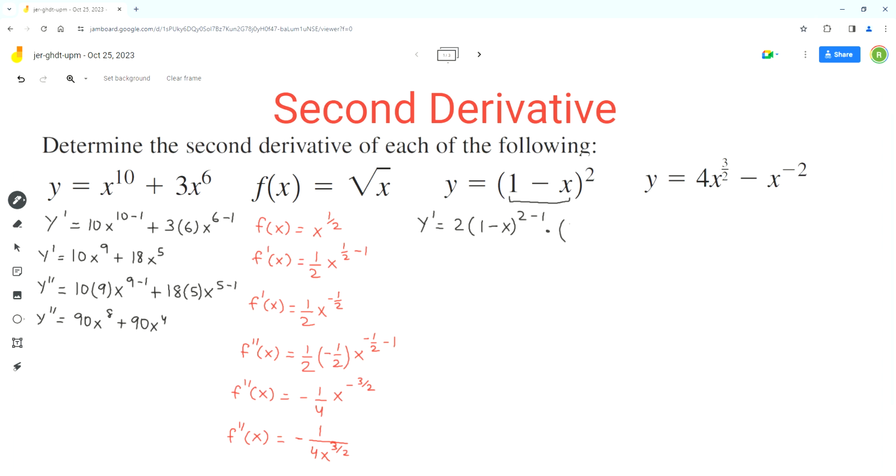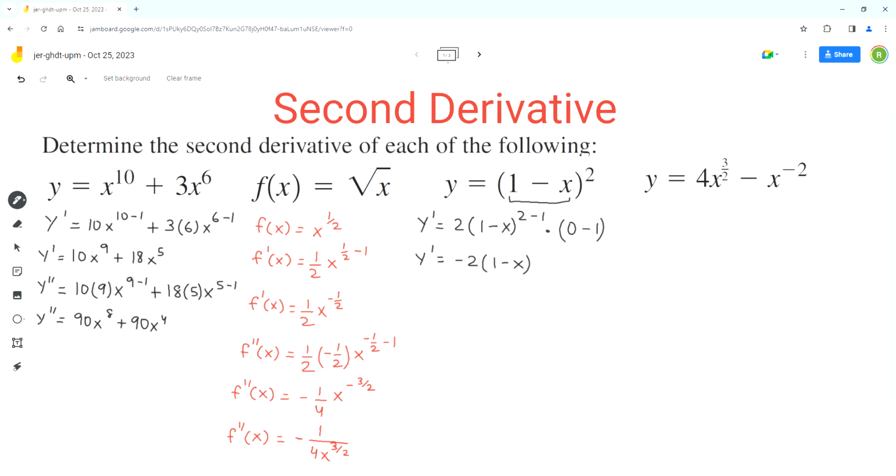So the derivative will be 0 minus 1, because 1 is a constant, so its derivative is equal to 0. Now we can simplify this expression. So 0 minus 1 is equal to negative 1, and negative 1 times 2 at the front will be negative 2. So we get negative 2 parentheses 1 minus x exponent 1, but we don't write 1 as an exponent.